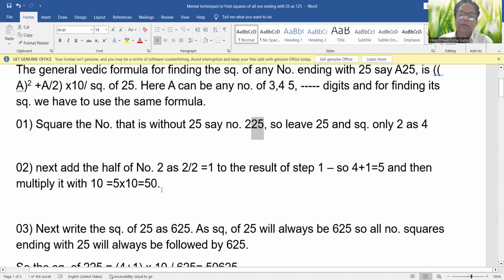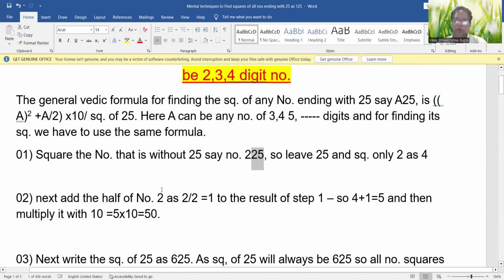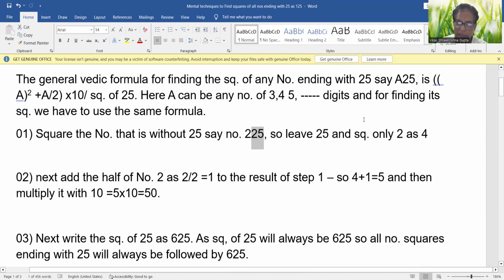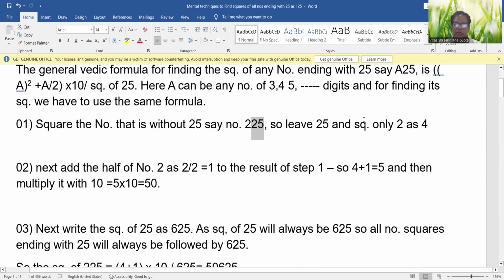And finally, you have to write the square of 25. So the square of 25 is always 625. It means that for any number ending with 25, the last three digits of the square of that number will always be 625, because the square of 25 is always 625.